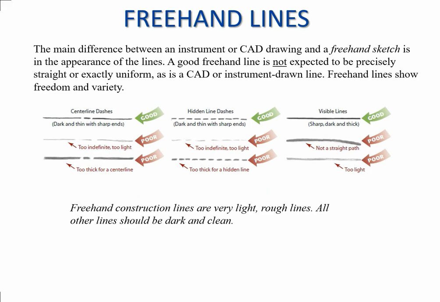Now again, when you draw a line using the freehand sketching method, again and again, we have to distinguish between line types and line thickness. As we said for center lines, this is good practice, this is not. Same thing for hidden lines. This is good. It should be thin, evenly spaced dashes, but at the same time, it should be dark, clear, with sharp ends. This is not good practice. They are very light. And this is also not good practice. They are thick, not thin. For visible lines, it should be sharp, dark, and thick. This is not a straight line, and this is too light. Should be thick, dark, sharp.